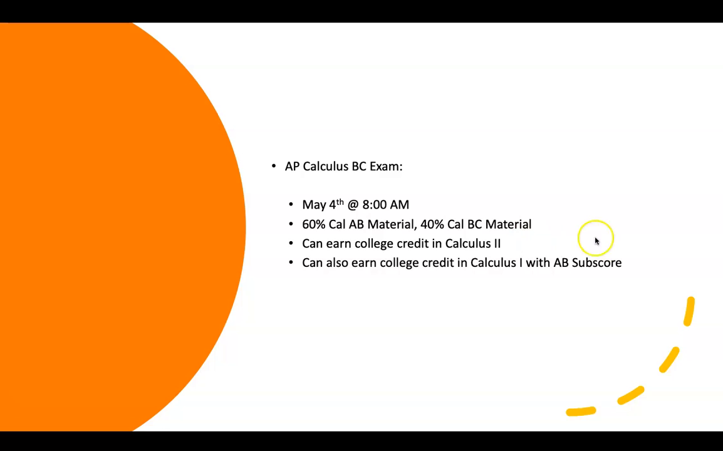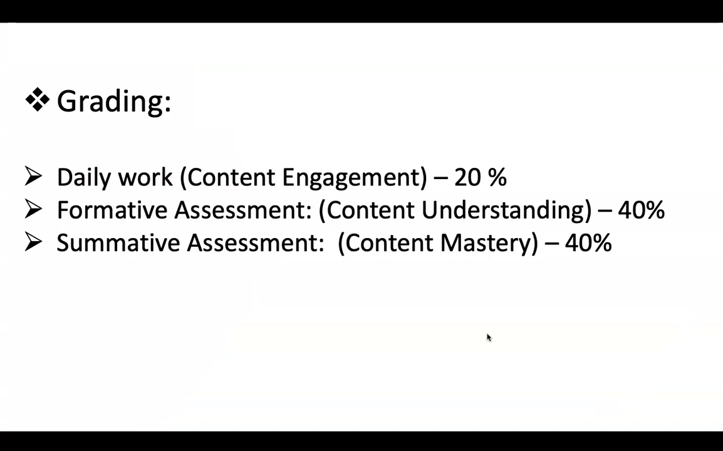There's something called an AB subscore, which means they basically separate that 60% that's just the Cal 1, Cal AB material, and they grade just that separately in addition to the whole thing. You can actually get both a score for Cal AB and BC. So two credits, one class, kind of a good deal. Again, that will take place in early May.